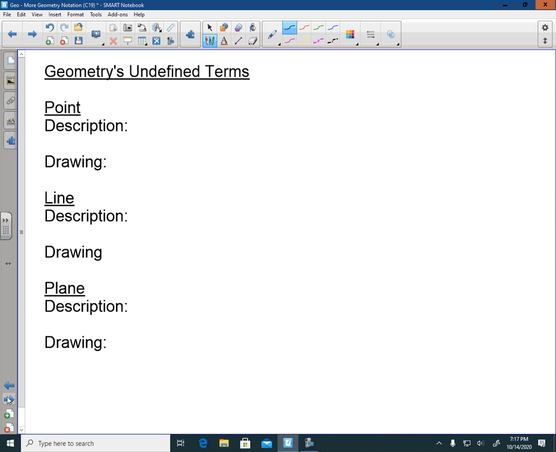Okay. So let's just do a quick review. We have talked about points, lines, and planes, and this isn't necessary to put in your notes because it likely already is. A point is essentially a location in space. That's a good description of it. A location in space. Now, the reason why we say that this is a description rather than a definition is because these 3 words, point, line, and plane, are considered to be geometry's undefined terms.